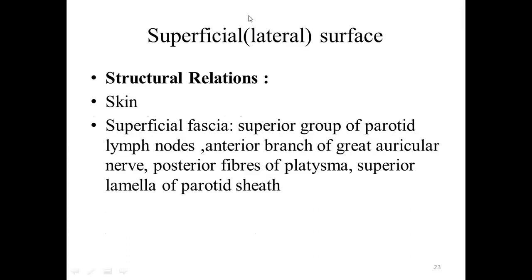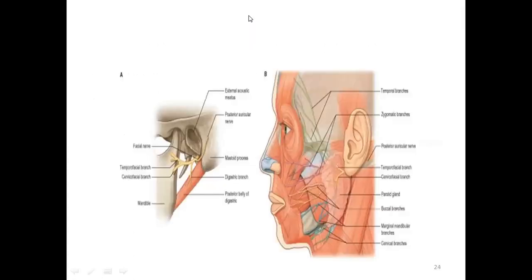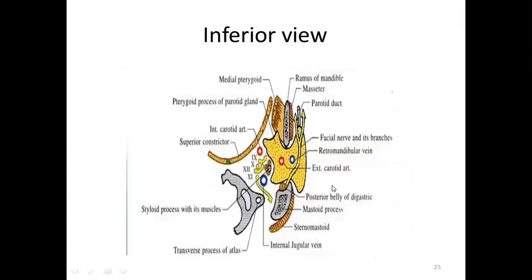Then the superficial surface has structural relations: the skin, superficial fascia, from superficial to deep, and the superior group of parotid lymph nodes, anterior branch of great auricular nerve, posterior fibers of platysma, and the superior lamella of parotid sheath. I repeat, the skin, superficial fascia. Here you can find the superficial fascia, and just below it the structures can be seen, in inferior view from superficial to deep.